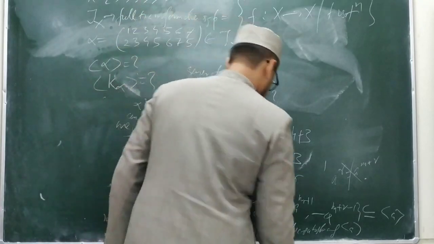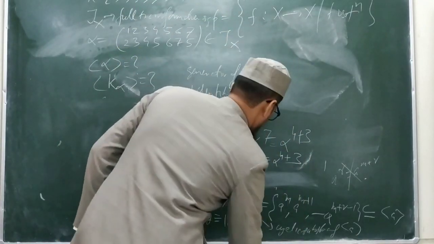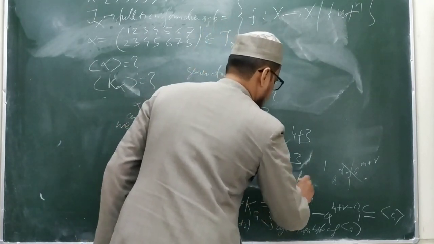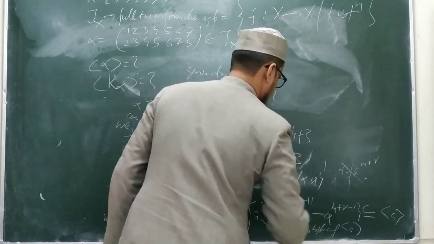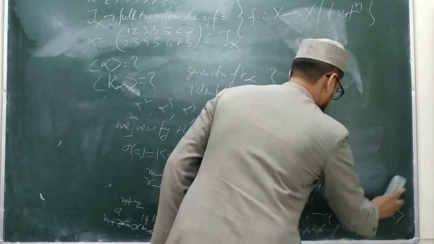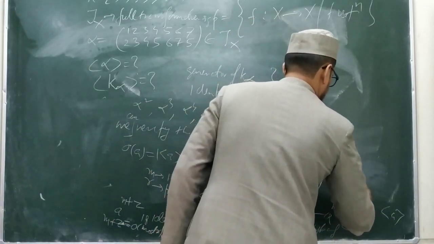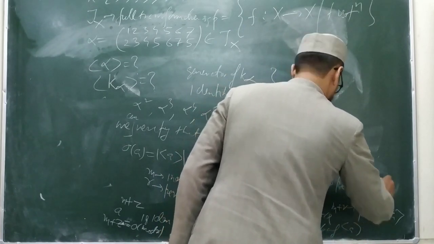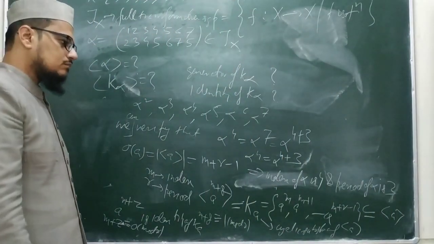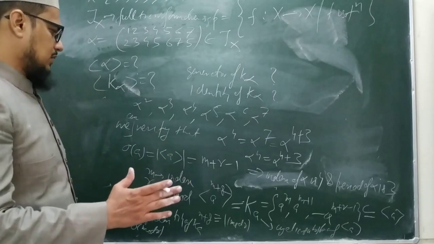So it implies that the index of alpha is 4 and the period of alpha is 3. So we have found the index of alpha and the period of alpha.